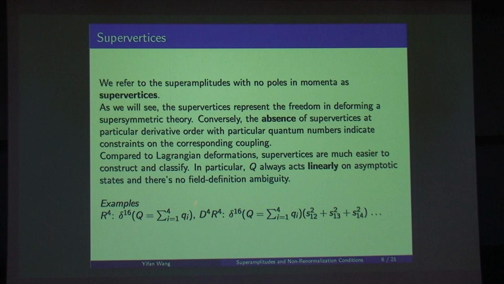Simple examples of supervertices are, for example, for the R^2-four coupling, which take the following form. So from now on, I will suppress the momentum conservation delta function just for notational simplicity. So for the four-point R^2-four vertex, which is at eight derivative order, it's simply represented by the delta 16 of Q. Okay? We have 16 Q's. And the D^4 R^4 vertex, which is at 12 derivative order, that's simply written as the delta 16 of Q times this combination of Mandelstam variables, so it satisfies the supersymmetry. And the list goes on.